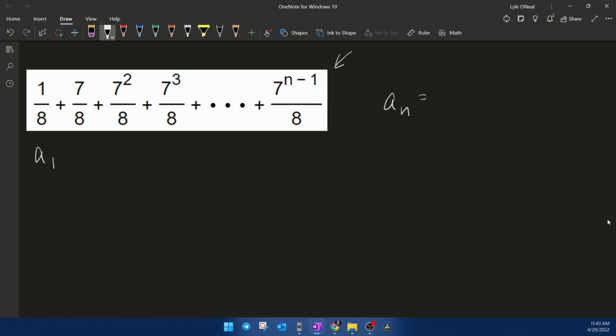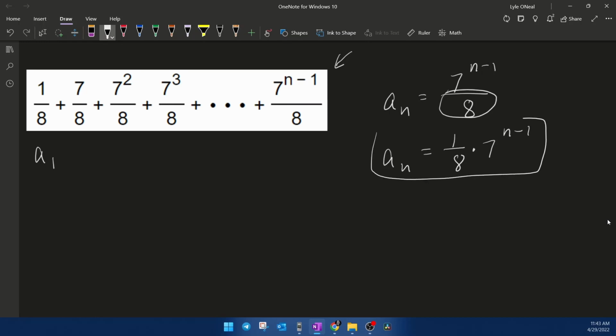So I believe this last term is the general term, 7 to the n minus 1 over 8, and I can rewrite that in general term form if I get rid of the divided by 8 and express that as a multiplication. Do you understand that multiplying by 1/8 is the same as dividing by 8? So this would be 1/8 times 7 to the n minus 1. And if this is the correct general term, plugging in a 1 should give me the first term of the sequence. So that would be 1/8 times 7 to the 1 minus 1. But 1 minus 1 is 0. Anything to the 0 power is 1.